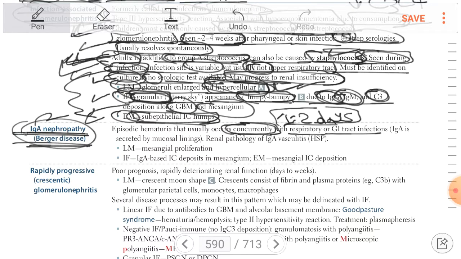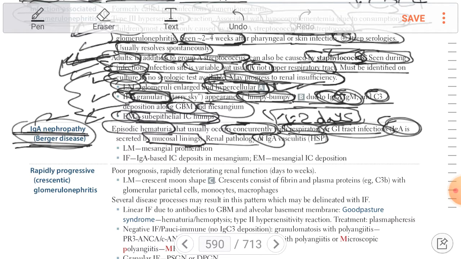In immunoglobulin A nephropathy, Berger disease, there is episodic hematuria, because it's a nephritic syndrome, occurring concurrently or 1 to 2 days after respiratory or GI tract infection. It's due to immunoglobulin A deposition, because it's secreted from the mucosal lining. Immunoglobulin A is secreted from the mucosal lining.